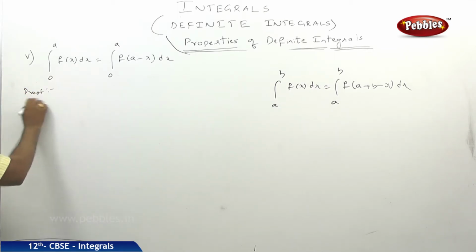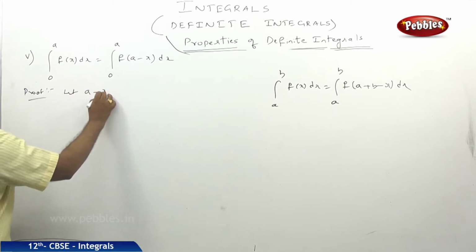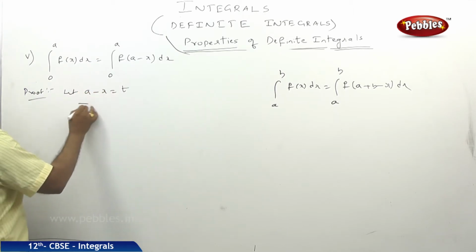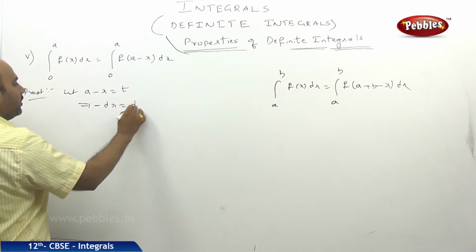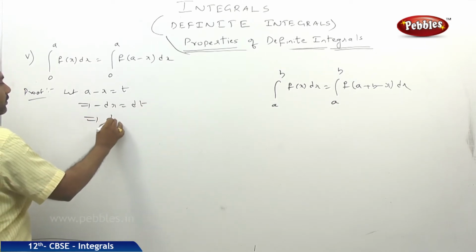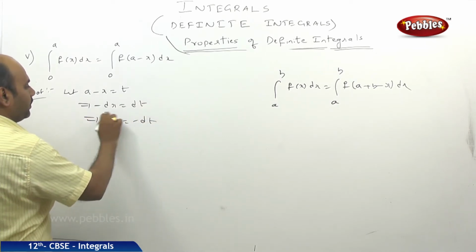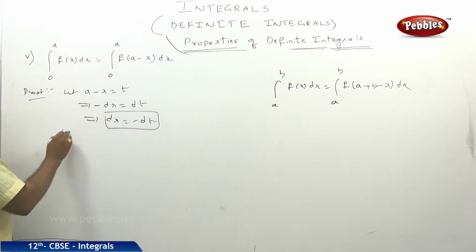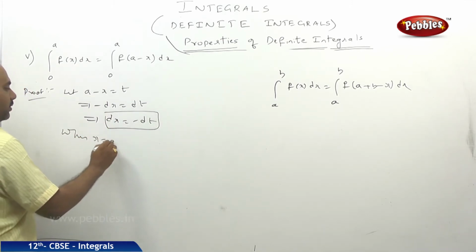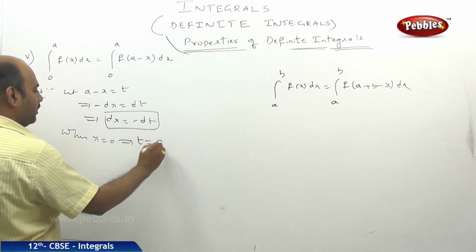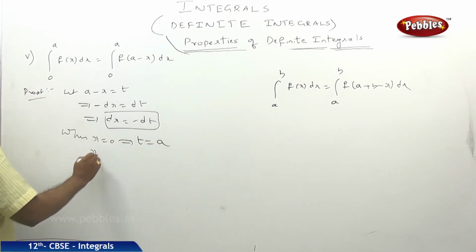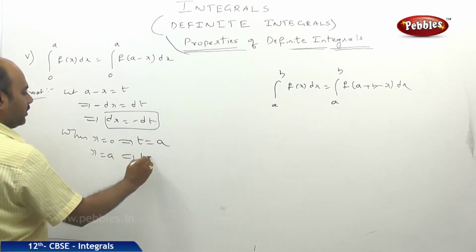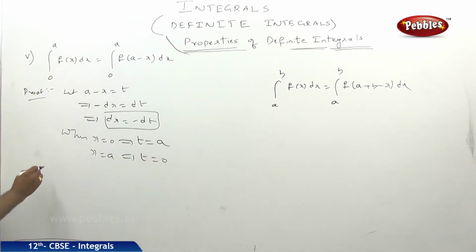What I will be doing means, let a minus x is equal to t. a minus x is equal to t means minus dx is equal to dt, so then dx is equal to minus dt. When x is equal to 0, what happens? The value of t will be a, and when x is equal to a, what happens? The value of t will be 0.